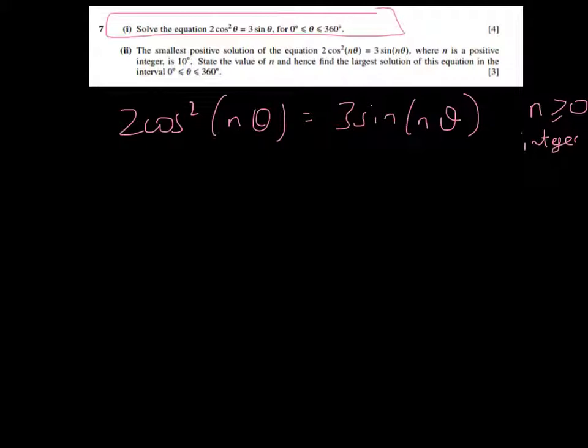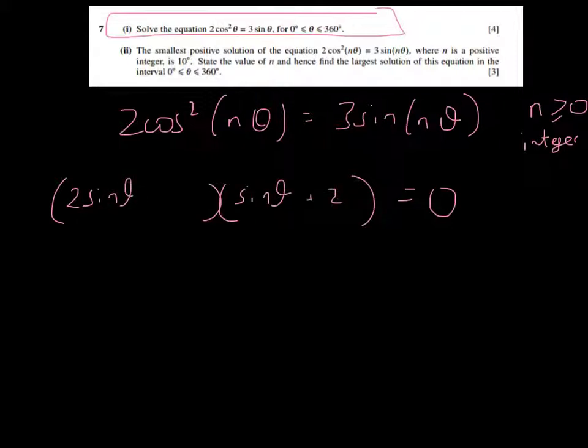If you remember, what we got to last time was two brackets factorised: 2 sine theta minus 1, and sine theta plus 2. And what we know about sine functions is that we're still looking at a domain of 0 to 360 degrees.